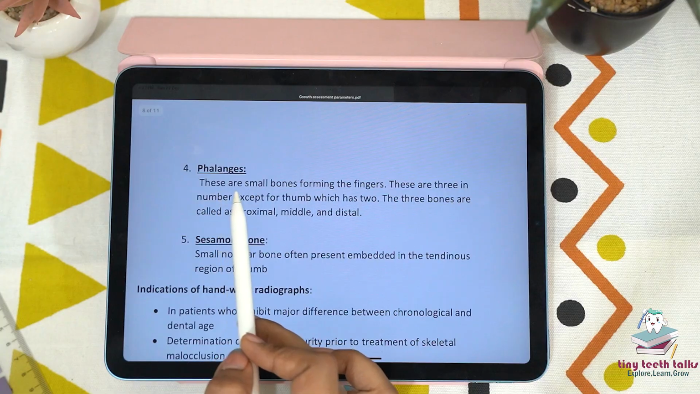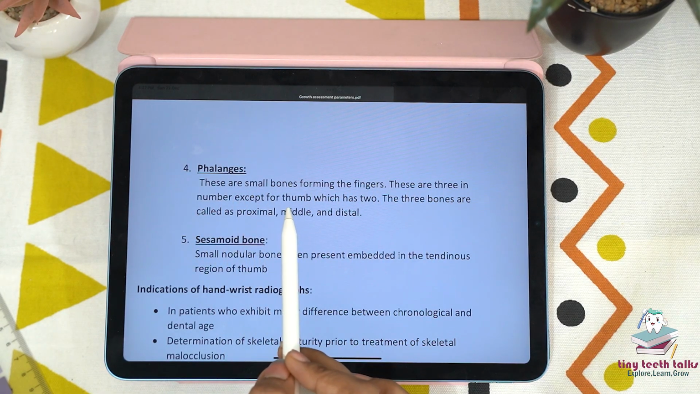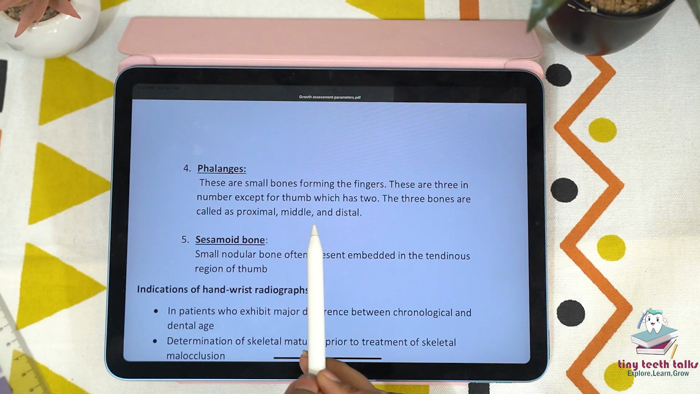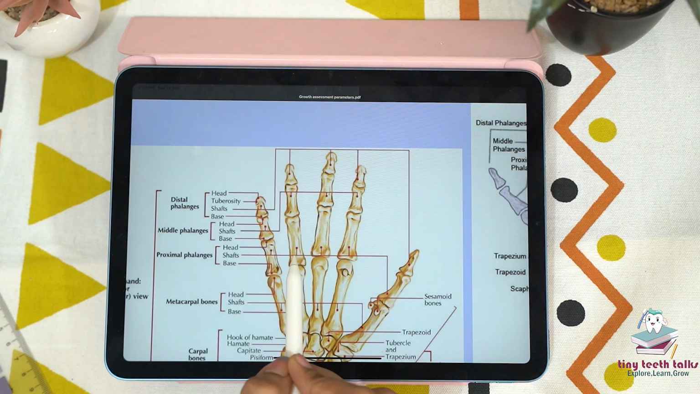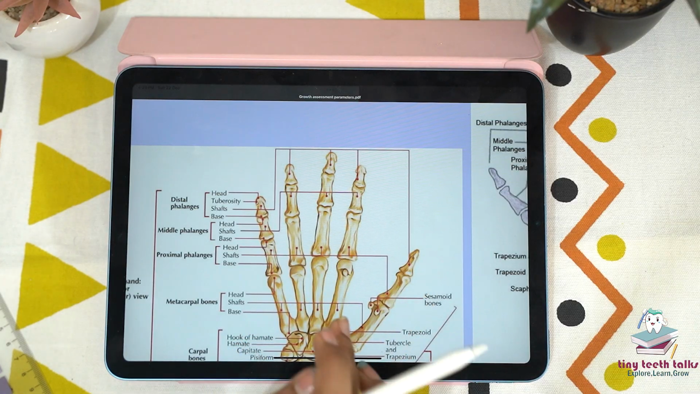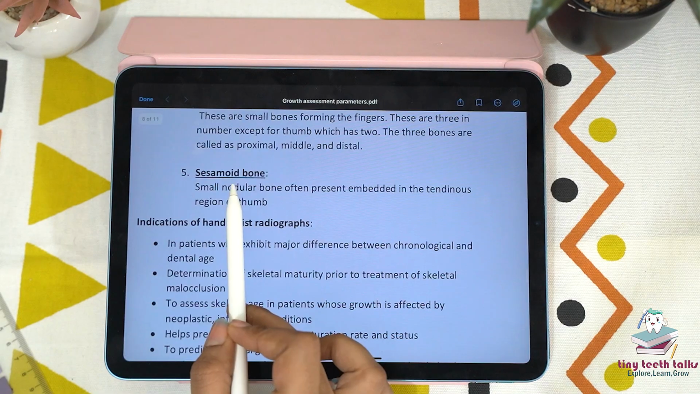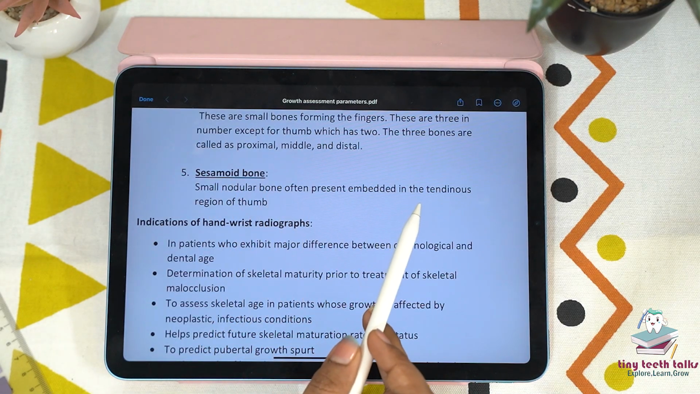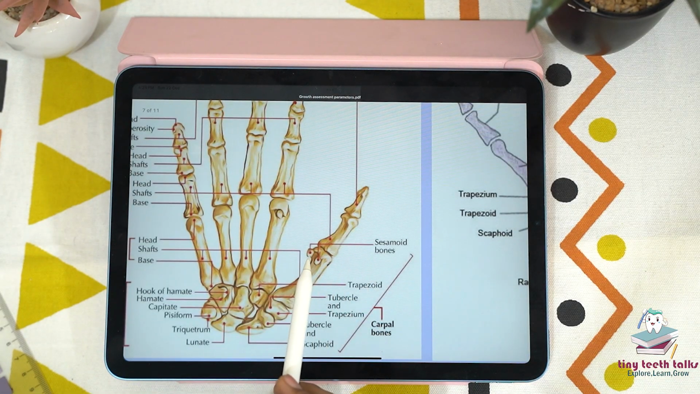Then phalanges. These are small bones forming the fingers, and these are 3 in number except for the thumb, which has 2, and these 3 bones are called proximal, middle and distal. So these are phalanges. 1, 2, 3. These are the proximal phalanges, these are middle phalanges, and these are distal phalanges. In the thumb, there is a proximal phalanx and a distal phalanx. Sesamoid bone: a small nodular bone often embedded in the tendinous region of the thumb. So this is the sesamoid bone.